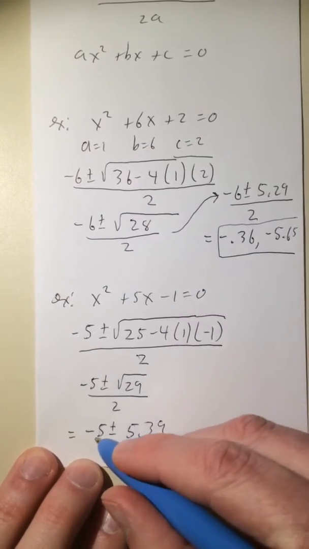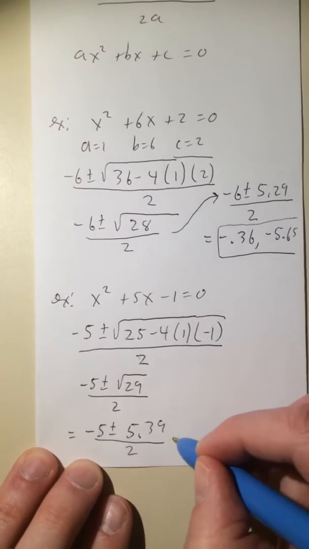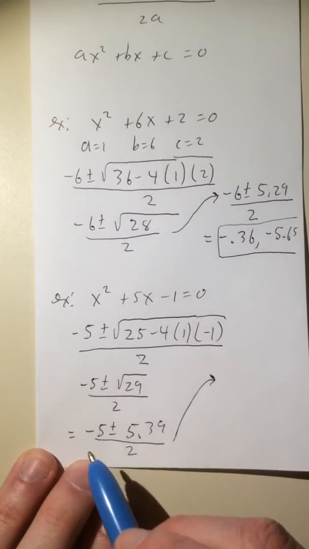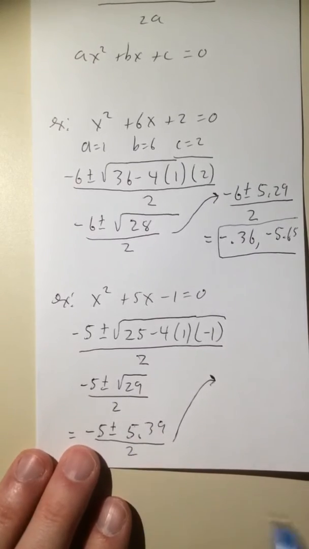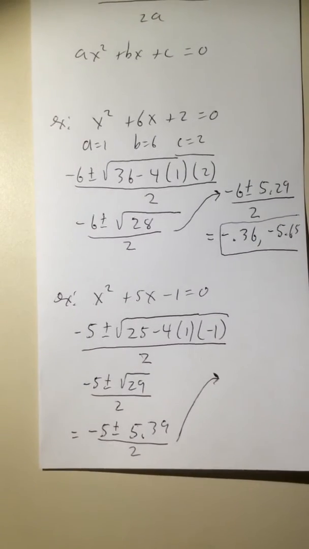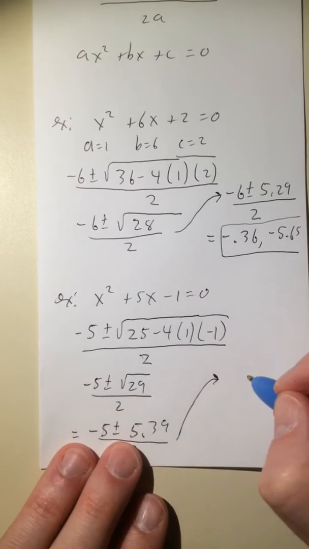5.39. All of that's going to be over 2. And so we'll get our two answers here. Negative 5 plus 5.39, of course, is just 0.39. Divide that by 2. So 0.39 divided by 2 is 0.195. We'll call that 0.2.